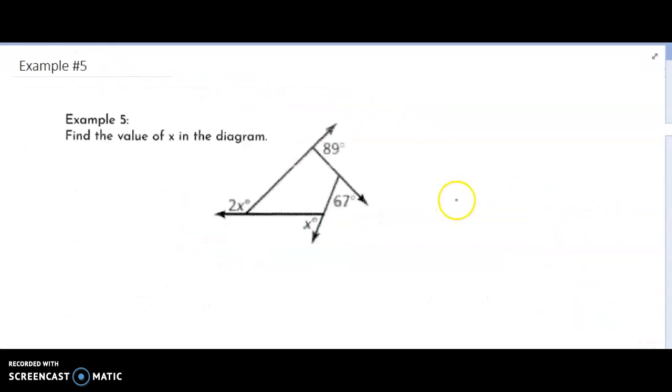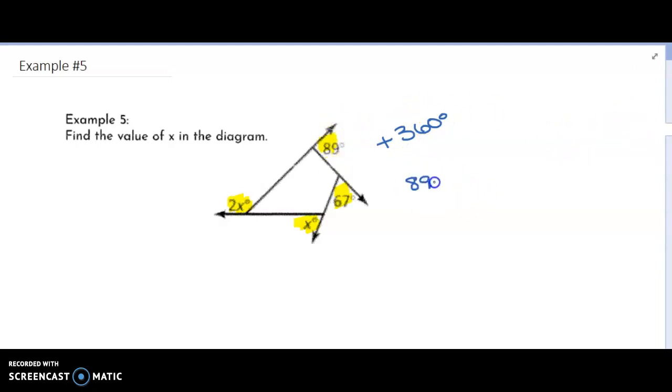All right, here is example number 5. And here we're talking about exterior angles. So this is an exterior angle, this is an exterior angle, this is an exterior angle, and this is an exterior angle. If you remember exterior angles, it doesn't matter how many sides they have, they all add to 360. Doesn't matter if it's a quadrilateral, a pentagon, an octagon, a nonagon, it doesn't matter, they all add to 360. So I want to set up an algebraic problem.